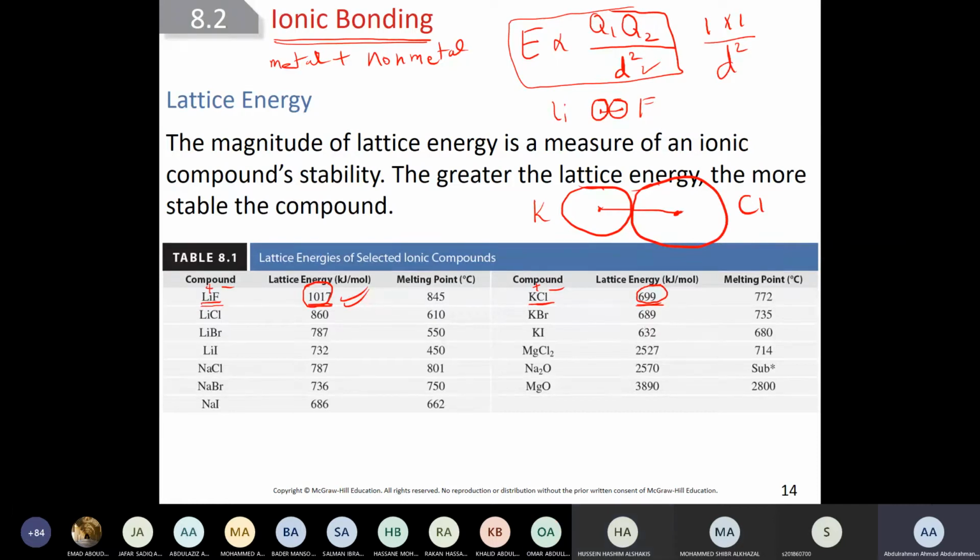Let's compare lithium fluoride, lithium iodide, with sodium iodide and potassium iodide, KI. Which one will have the highest lattice energy? Lithium iodide. Fantastic. Why? Because when we go down in the periodic table, the size increases, the distance increases.